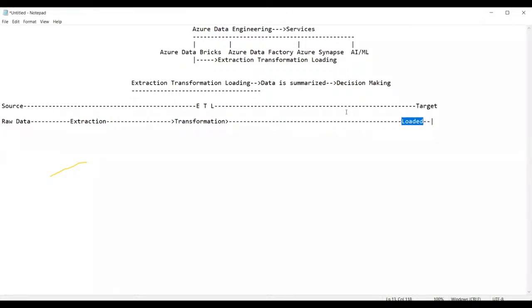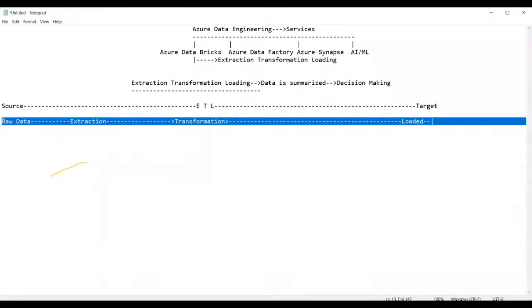So this is the process: extraction, transformation, and loading. That's it, guys. Nothing else. There is no technicality, nothing you need to worry about in terms of how things will move on. Simply extraction, transformation, and loading is the process.